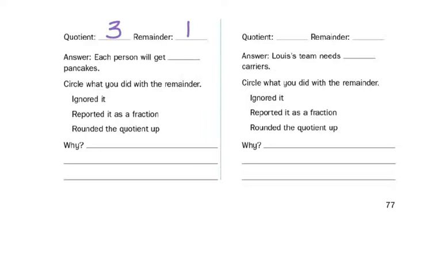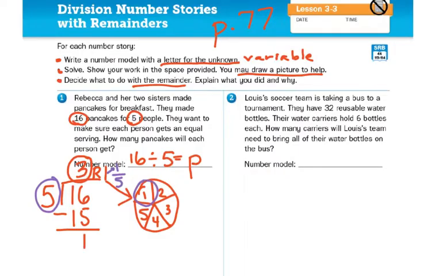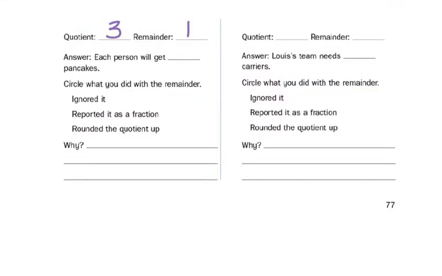Each person will get, let's go back, each person will get 1 out of 5 pieces. Whoops. Each person will get 1/5. Circle what we did with the remainder. We either ignored it, no, because we don't want to throw that pancake away. We reported it as a fraction.